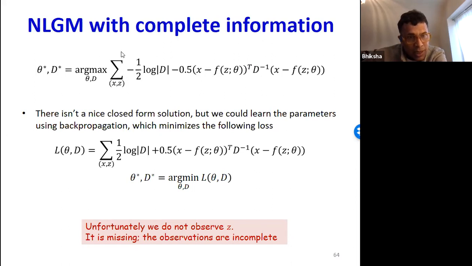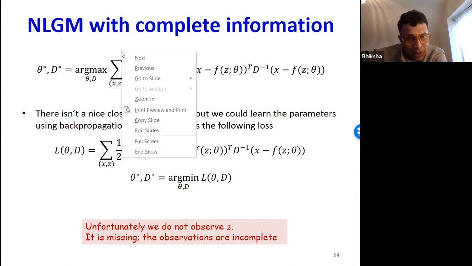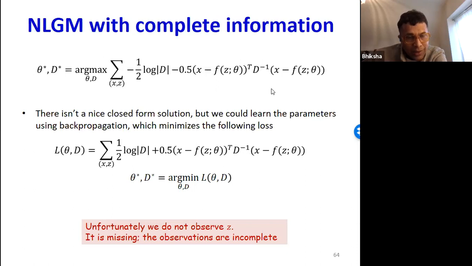The goal is to maximize this term over here. And this is an ugly function of the parameters theta and d. I can use gradient ascent to maximize this. Or if I take the negative of it, then I'm going to get half log d plus this quadratic, at which point I can use gradient descent to minimize it.